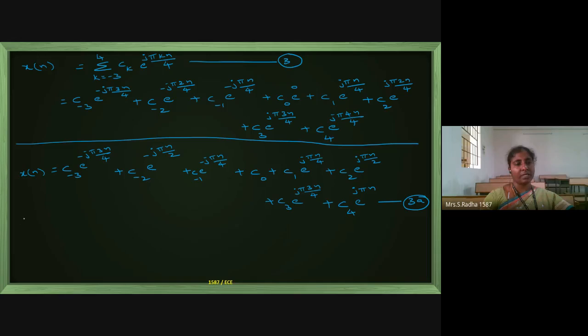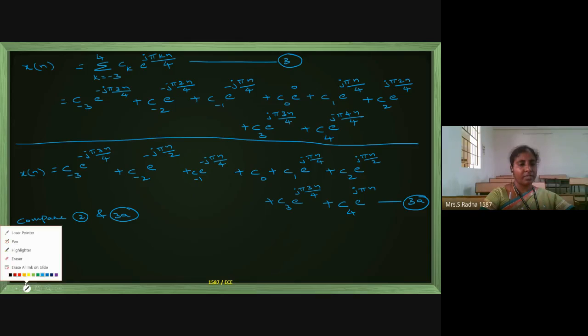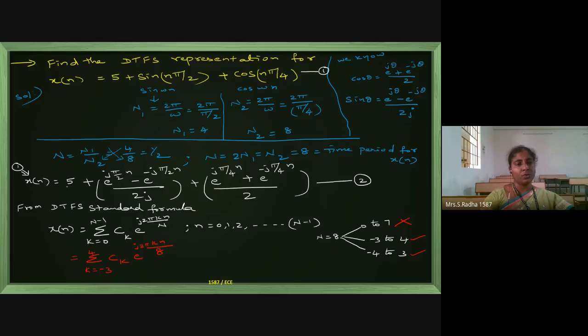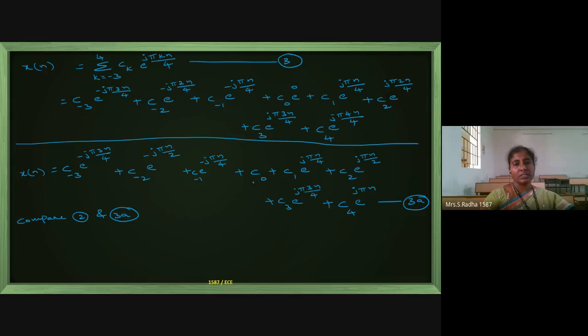I will compare equation 2 and 3a. What are the possible terms? If you see in equation 2, 5 is there, which is constant. So e power 0, 5 into e power 0. So this is C0, I can make it as 5. So C0 equal to 5.